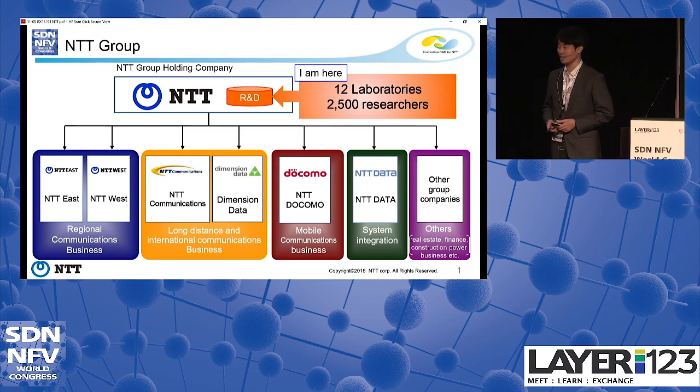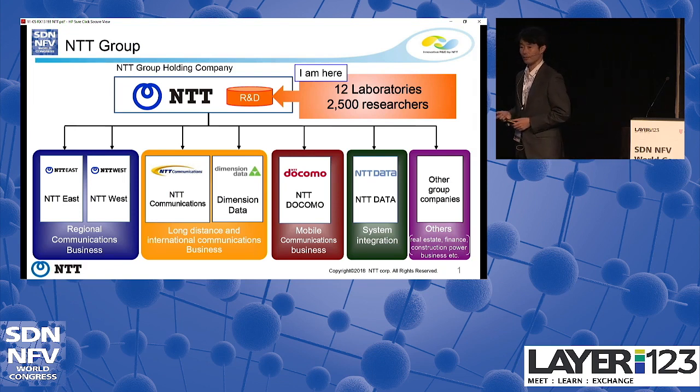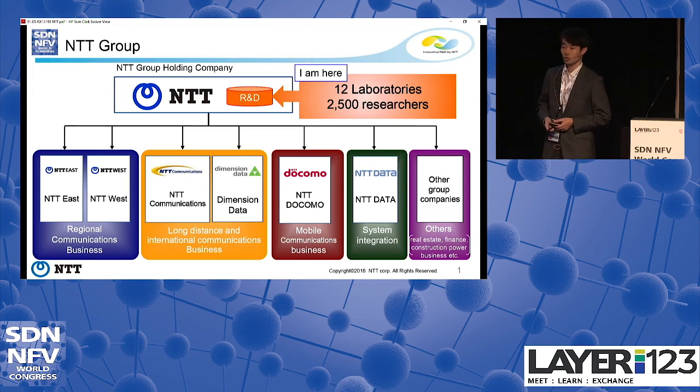So this is NTT's organization. We have a residential business, and the others, the global NTT Communications and Dimension Data. And we also have the mobile company called NTT Docomo, and NTT Data provides the solutions. NTT has a holding company, and I think this is kind of unique. We have an R&D section in the holding company. So I'm in here.